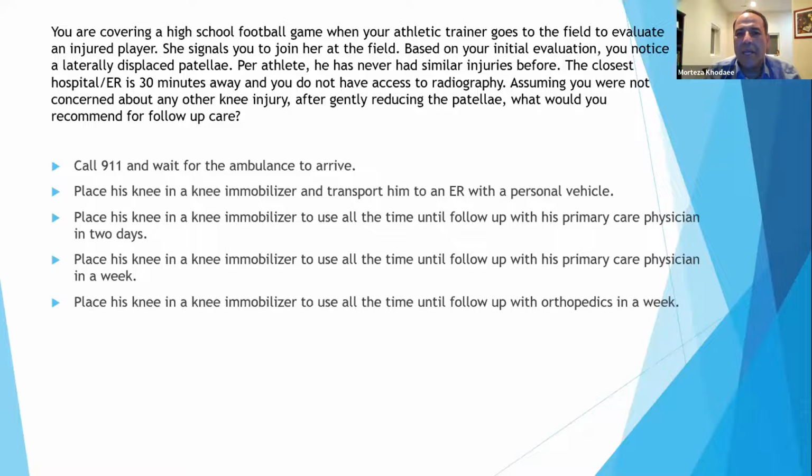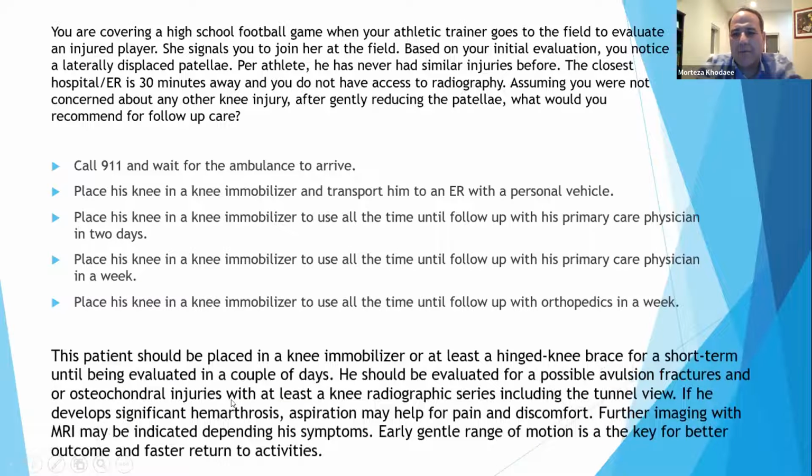The reason I'm saying Monday is because a significant number of them have a significant amount of hemarthrosis, and they may need aspiration. That's why. Otherwise, you can wait a little bit longer. It's absolutely fine. You can also use a hinged knee brace. You don't need to use a knee immobilizer for sure, because a knee immobilizer would be a little bit harder to have at some of the games.